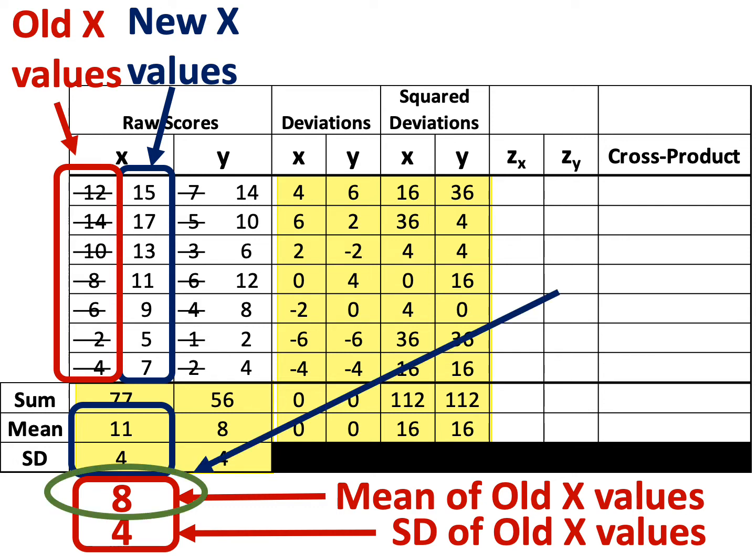The mean of the old x values is 8. The mean of the new x values is 11. So when we added 3 to the old x values, the mean of the new x values was also increased by 3. And this is a general principle when we do the transformations.